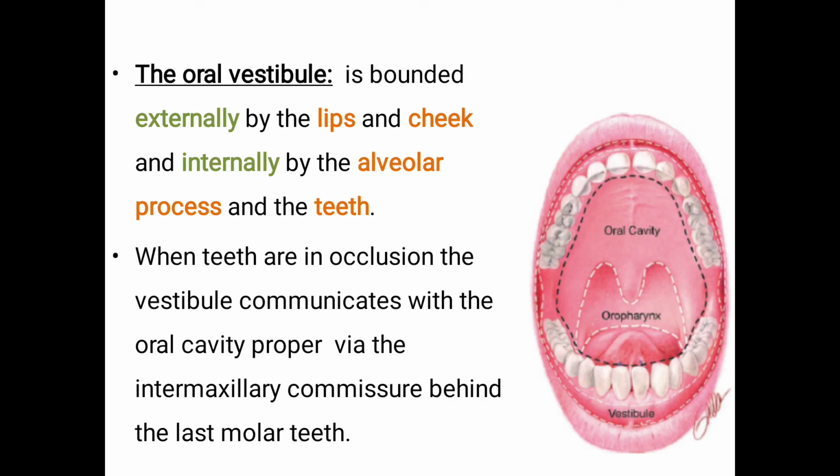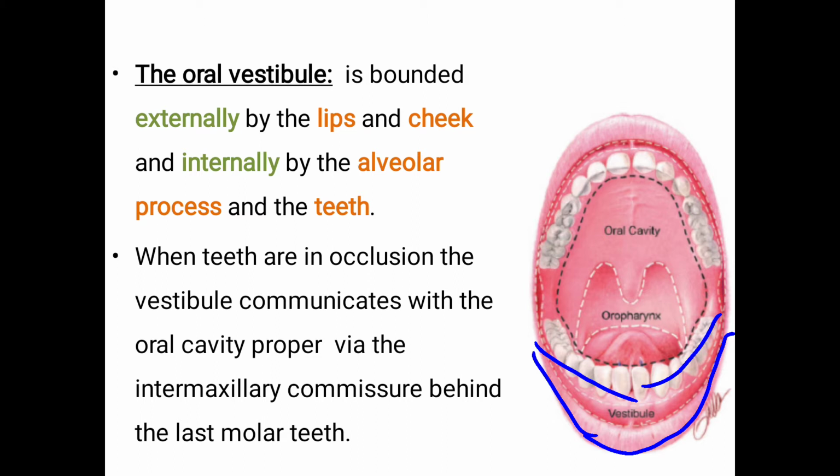So firstly, we have the oral vestibule. The oral vestibule is the area bounded externally by the lips and cheeks, and internally by the alveolar process and the teeth. The vestibule, as I mentioned before, is divided into two, the labial and the buccal.